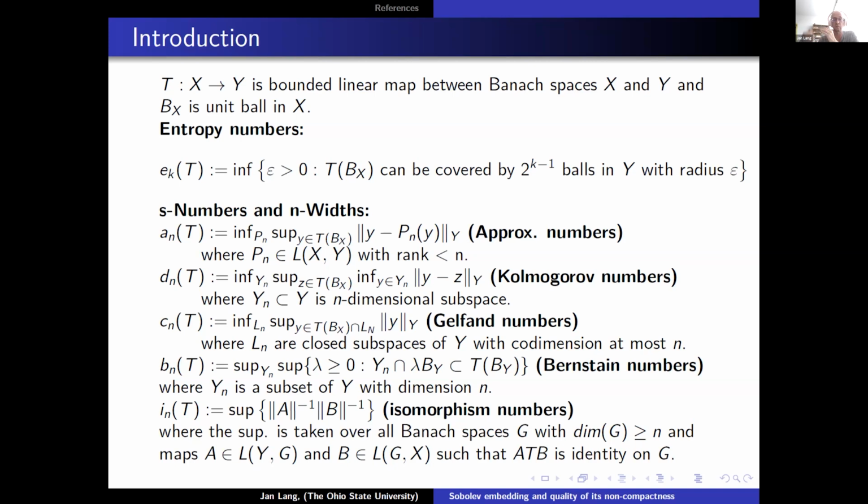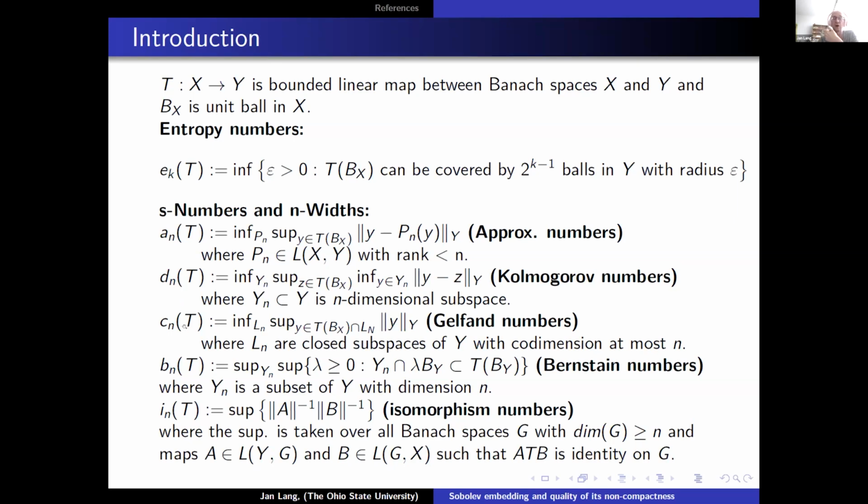This is going to give you a bounded convex set in your space Y, and you would like to try to approximate this set by some n-dimensional subspace. You look among all n-dimensional subspaces for the best approximation. That is going to be the nth Kolmogorov number.